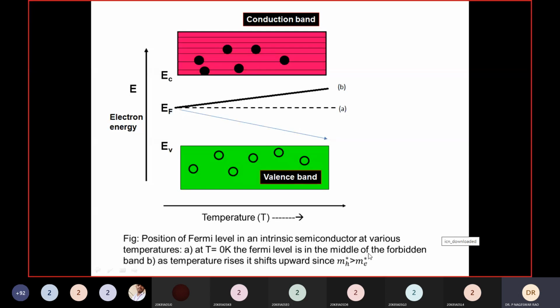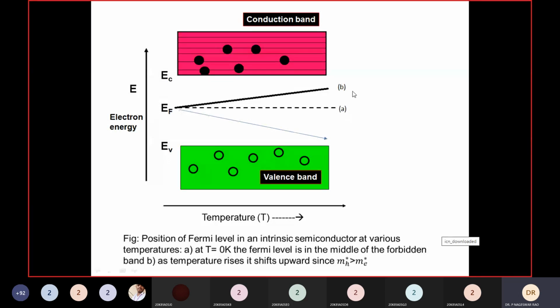At 0 Kelvin, the mass of the hole is equal to the mass of the electron. If we increase the temperature, what happens? The mass of the hole increases. That is, the effective mass of the hole increases with increasing temperature.